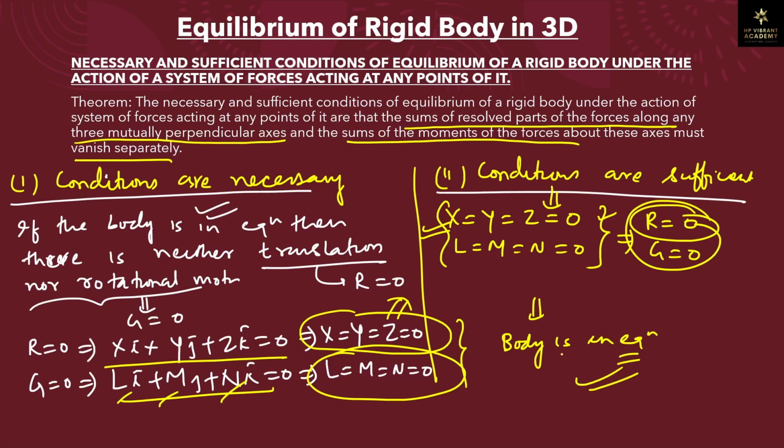Hence we can say that if the body is in equilibrium, then the sum of resolved parts of the forces along three mutually perpendicular axes, that is OX, OY and OZ, and the sum of moments of the forces about these axes must vanish separately.